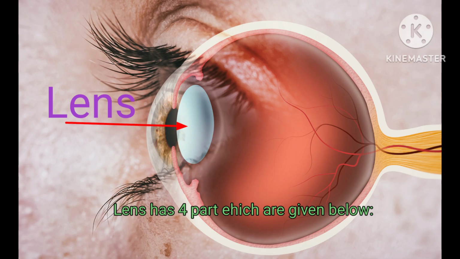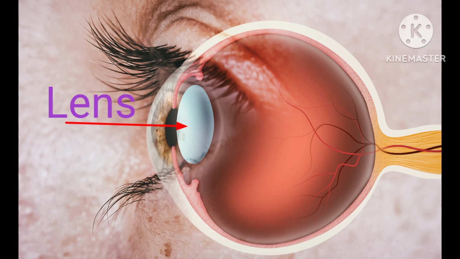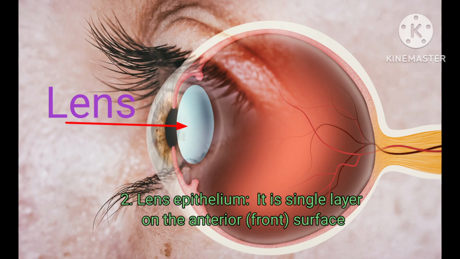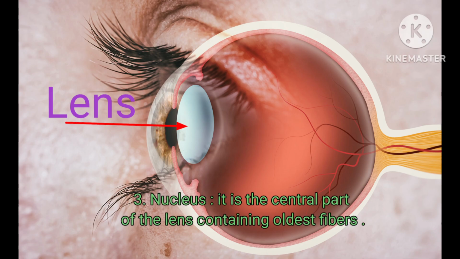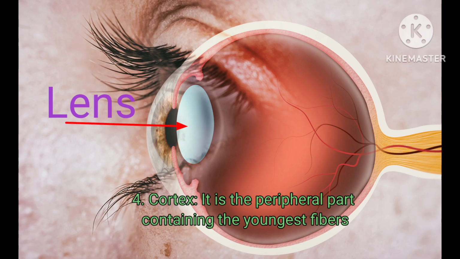The lens has 4 parts which are given below. 1. Lens capsule, which is thinnest at the posterior pole. 2. Lens epithelium. It is a single layer on the anterior front surface. 3. Nucleus. It is the central part of the lens containing the oldest fibers. 4. Cortex. It is the peripheral part containing the youngest fibers.